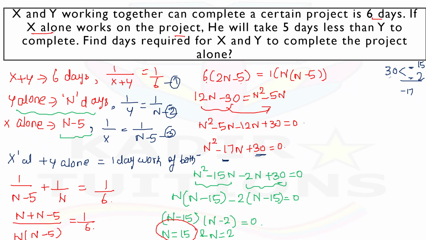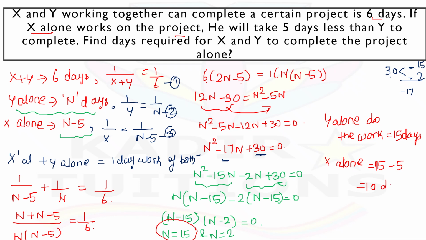So here what is our n? Y alone can do the work in 15 days. Now the next one: X alone is going to do the work in 15 minus 5, which is nothing but 10 days. So this is how we need to solve this kind of problem.